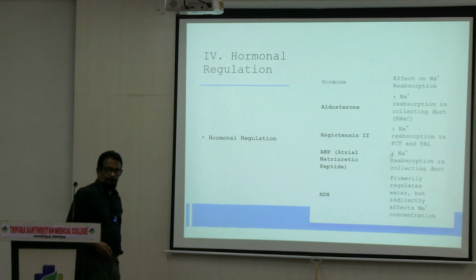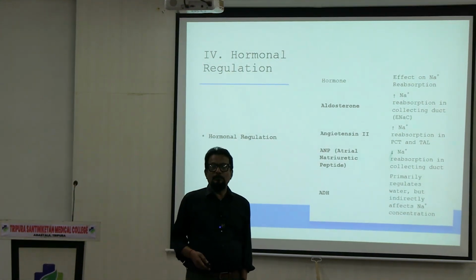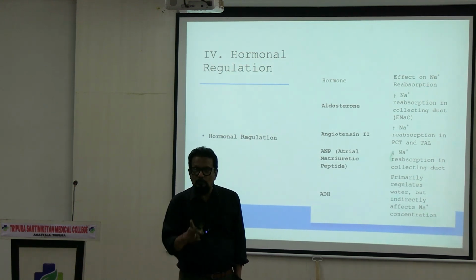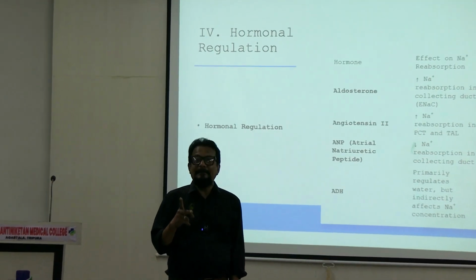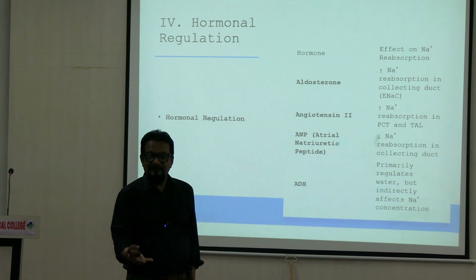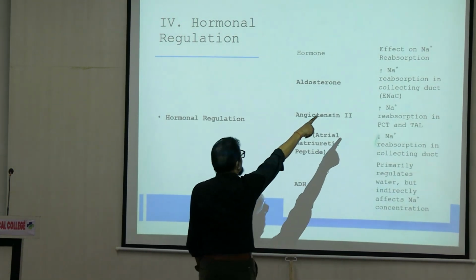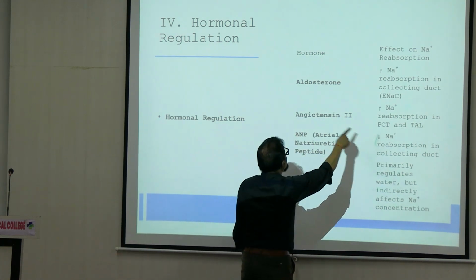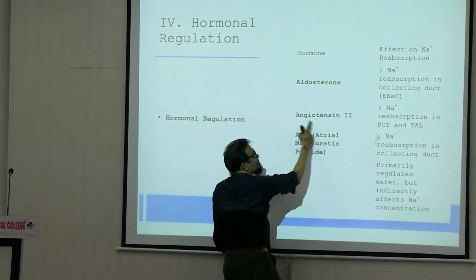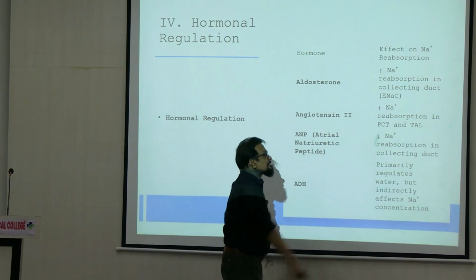Hormonal regulation. Now see, previously I told you there are basically two hormones that affect sodium reabsorption: one is ADH, another is aldosterone. Aldosterone increases sodium reabsorption. Angiotensin also increases it, because it increases aldosterone secretion. And ANP reduces sodium reabsorption.